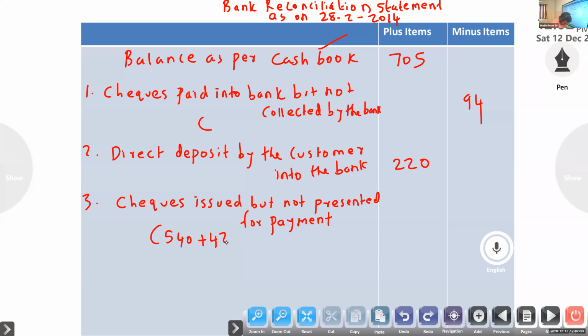So 540 plus 42. Now 490. 490 it is there. 300. 300 it is there. 110. 110 not there. Plus 110. Okay.